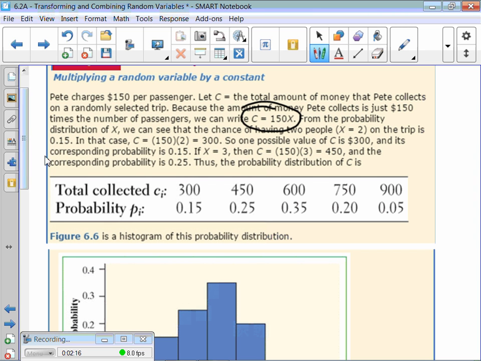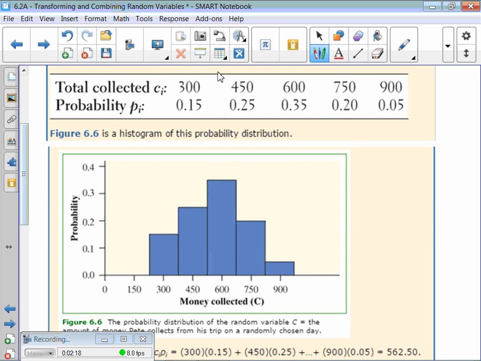So what did they do? How did this table change compared to what we just looked at? What happened to those top numbers? We multiplied by what? 150, because it's 150 bucks a person. That's what he's charging. So this was 2 people times 150. This was 3 people times 150. So I could go through and recalculate the entire mean, doing this times this, this times this, and so on.